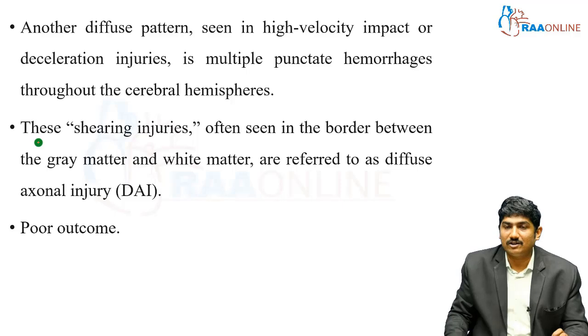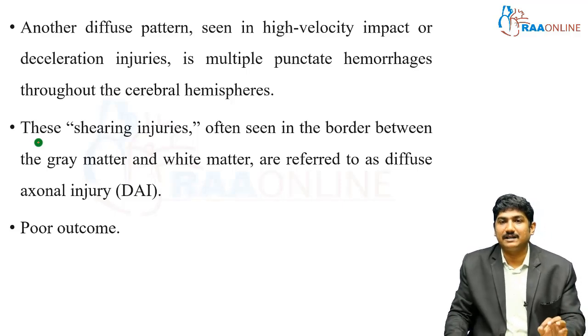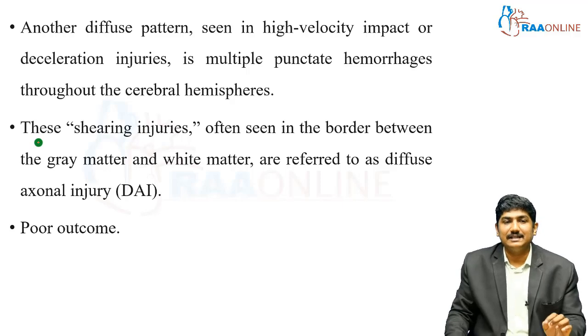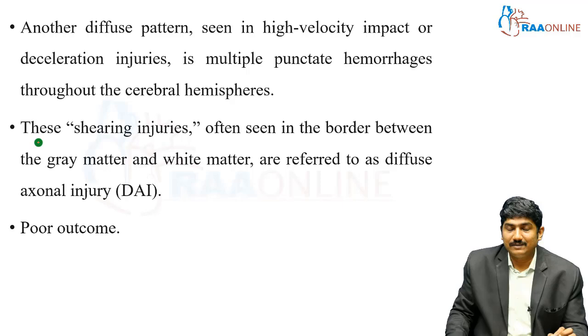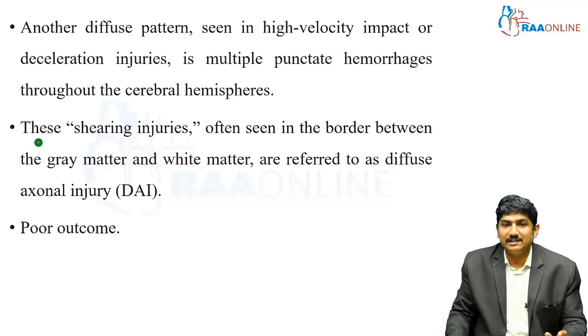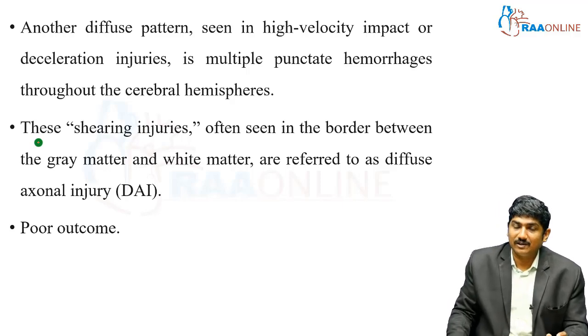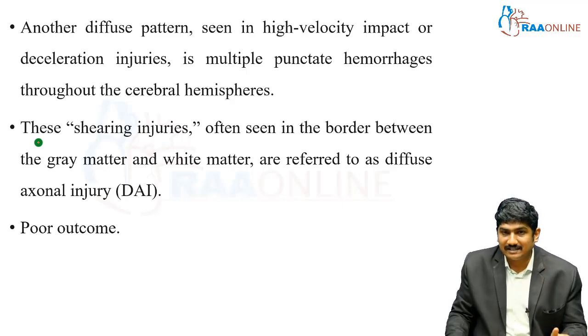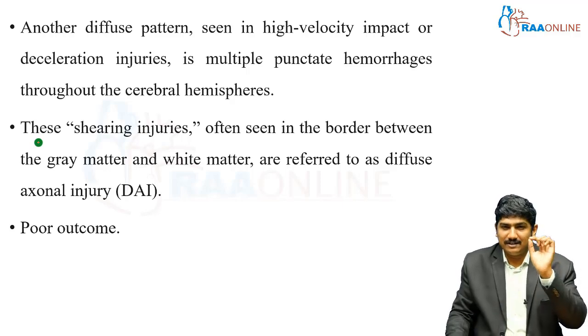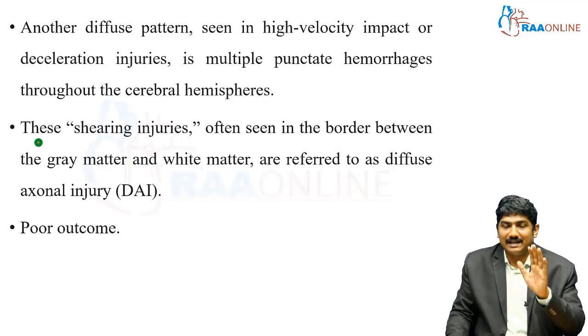Another diffuse pattern seen in high velocity impact or deceleration injuries is multiple punctate hemorrhages throughout the cerebral hemispheres. These shearing injuries, often seen in the border between the grey and white matter, are called diffuse axonal injury, and it has a very poor outcome. So imagine that you receive a patient after a traumatic brain injury. There are absolutely no other injuries in the body. You do a CT brain. You are happy saying that there is no bleed, no fractures, and no cerebral edema or only minimal cerebral edema. But if you find small punctate dot-like multiple hemorrhages just at the junction of the grey and white matter, it carries a very, very poor outcome. That is called diffuse axonal injury.